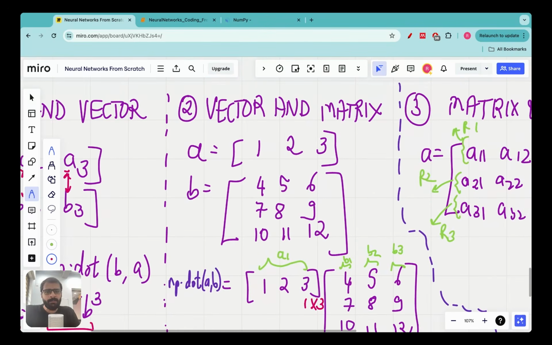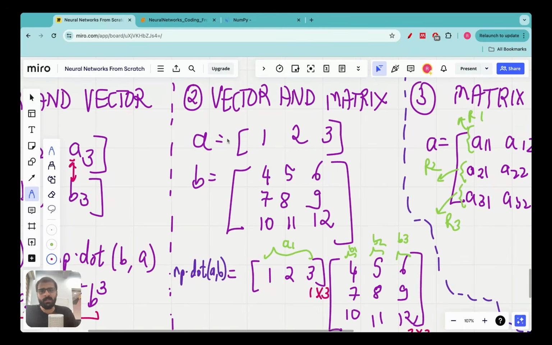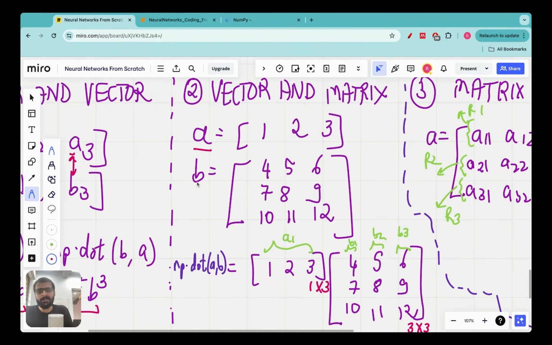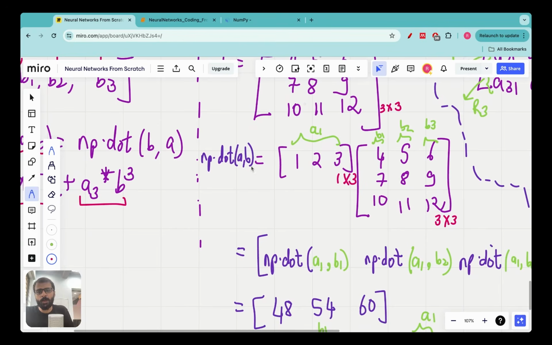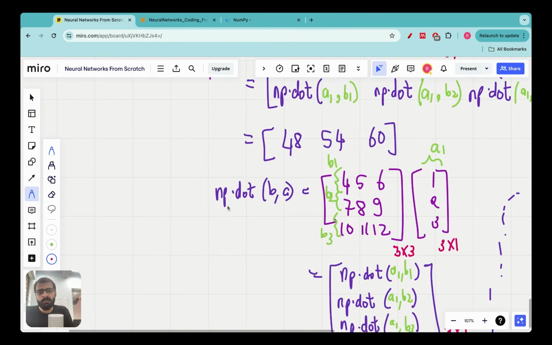The second thing, which is a bit more complex, is how do you take a dot product between a vector and a matrix. So let's say this is a vector A, which is 1, 2, and 3. And let's say this is a matrix B. Now, you can see that this is a 3 by 3 matrix. So I'm going to write the dimensions here, 3 by 3. And this vector here has only one row and it has three columns. So this is 1 by 3. I want to now show you what it means when we say np.dot a comma b, and what it means when we say np.dot b comma a.